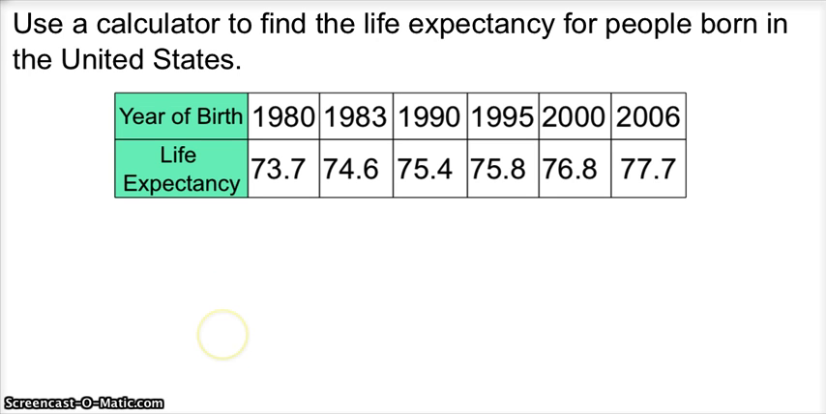But that's it for section 2.5, scatter plots and lines of regression.